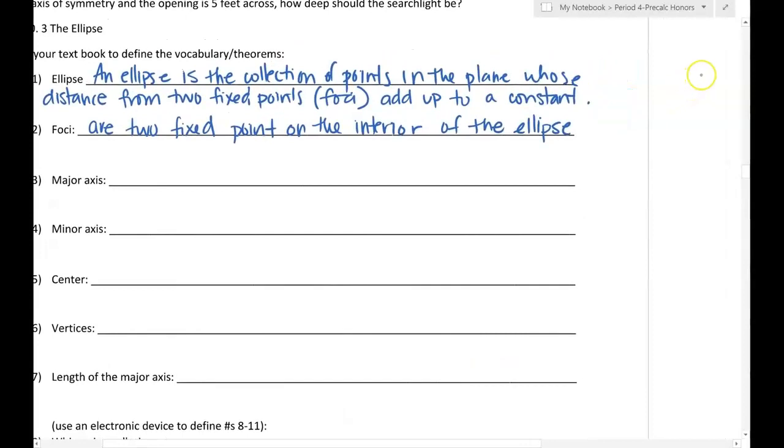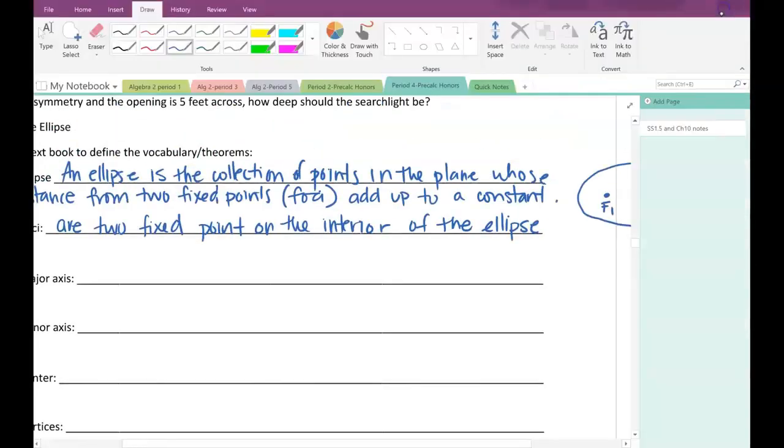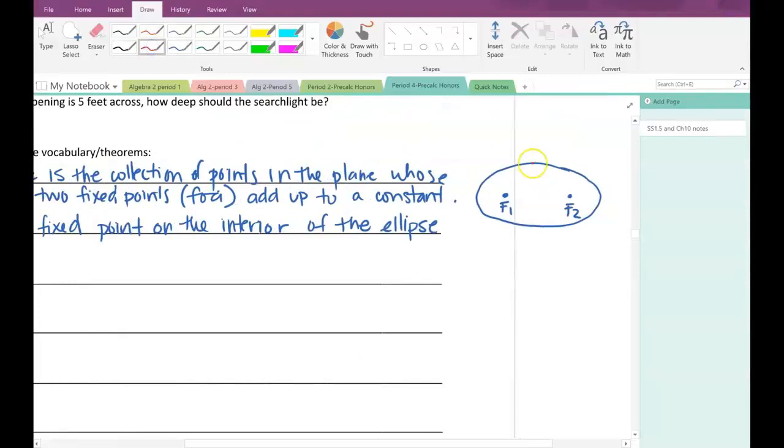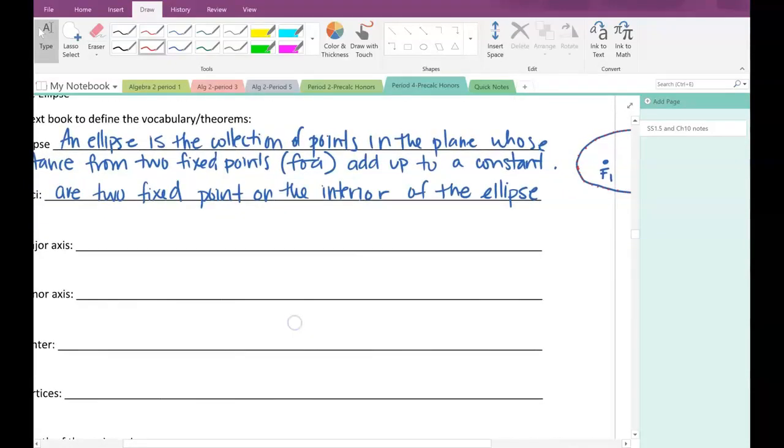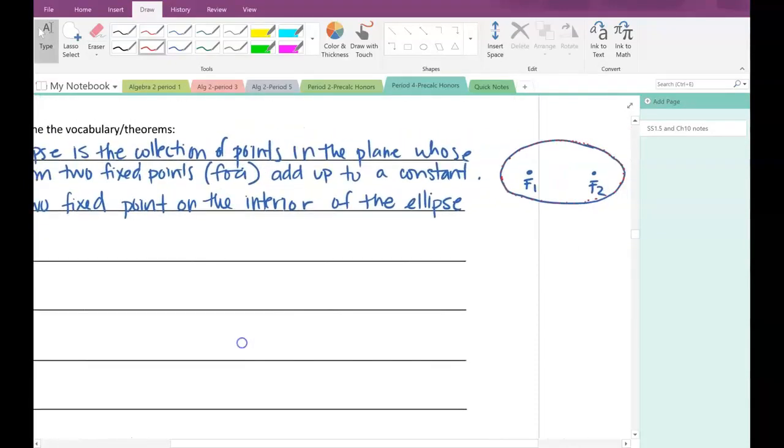Let me just give you a little picture, in which we will probably draw a lot more pictures in a little bit. So let's call this foci 1 and foci 2, okay? And it's made up of, and it says here, a collection of points. I mean, every single exterior here, these are all points that are collected to make an ellipse, okay? Then it says, collection of points in the plane whose distance from two fixed points.